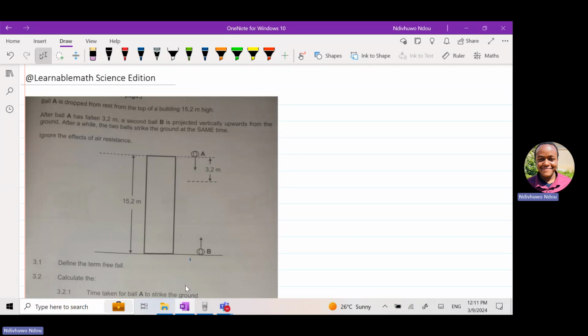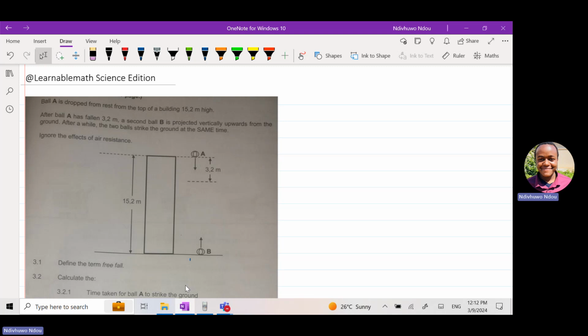Today we're gonna be introducing the Learnable Math Science Edition. It's our very first session on physical sciences, and it's quite an interesting and exciting journey for us as well, to just try to explore the scientific sessions.